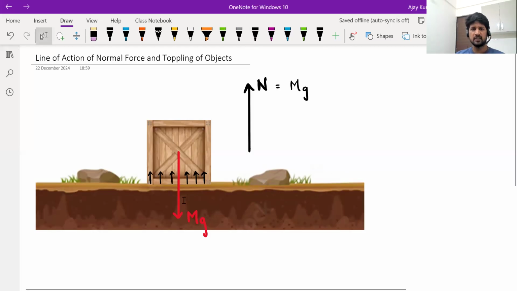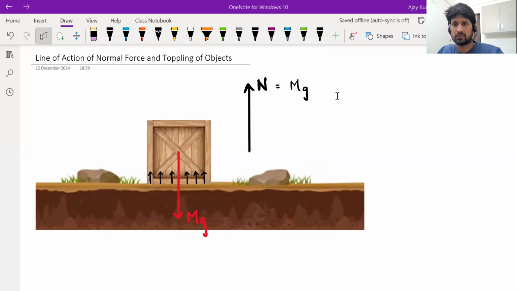What about the exact line of action of normal force? Should it be same as the line of action of mg or will it be different? Aishwarya, you tell. What can you say about the line of action of normal force? Rishi? Same.